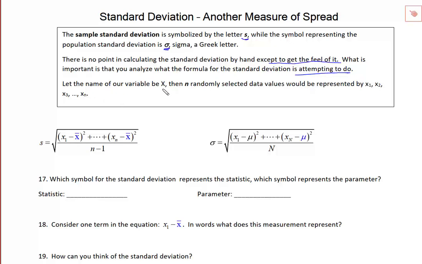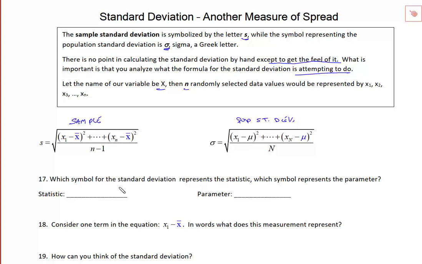Let the name of the variable be x, then say we randomly select n data values, and each one is represented by x1, x sub 2, x sub 3, x sub n. So the actual values that we select, these are numbers. And so this right here is the sample standard deviation, and this is the population standard deviation. You see a lot of times STDev is used for standard deviation.